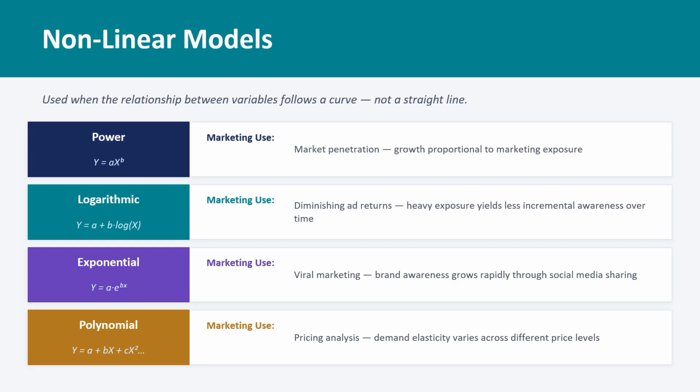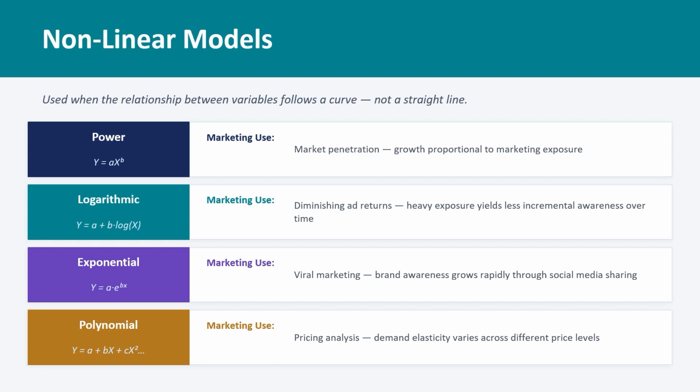Exponential models describe rapid, accelerating growth. Y equals a times e to the bx. Viral social media campaigns often follow this pattern, at least in the early stages.